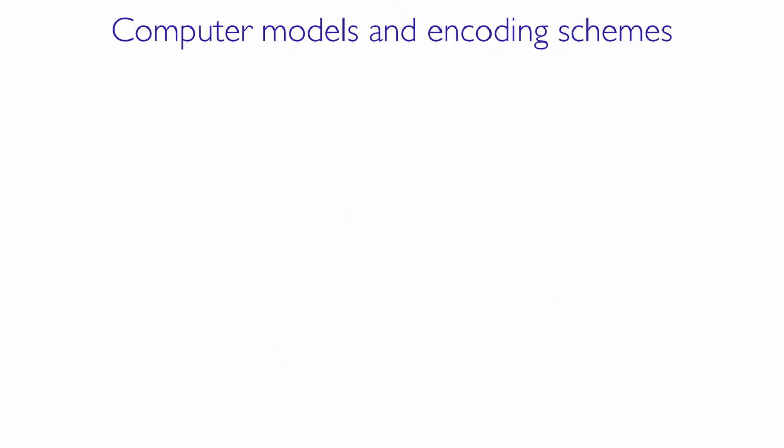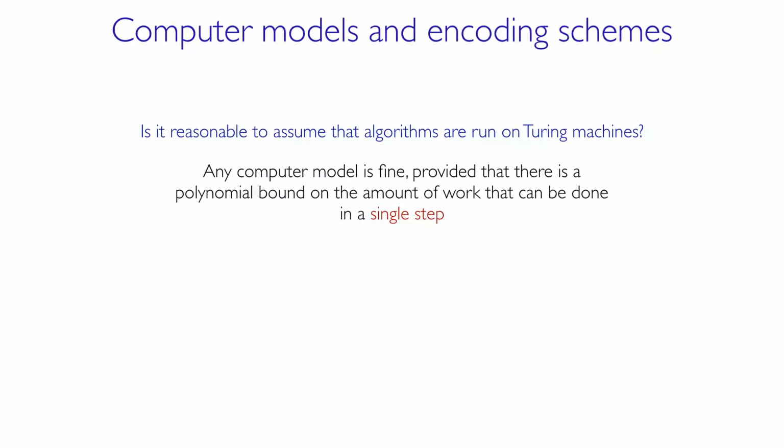We conclude with some considerations. The first one is about why it is reasonable to assume that algorithms are run on a Turing machine. Indeed, modern computers are more sophisticated and have much more computational power than Turing machines. However, it can be proved that, for the purpose of the theory of computational complexity, any model is fine, provided that it is reasonable, which means that there is a polynomial bound on the amount of work that can be done in a single step of the computation. Thus, for simplicity, theoretical computer scientists focus their attention on Turing machines.